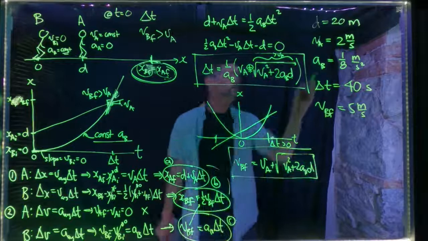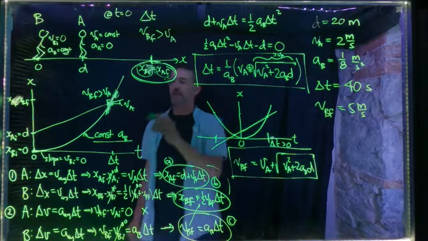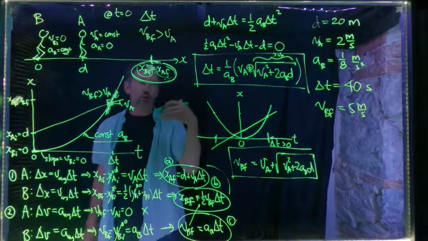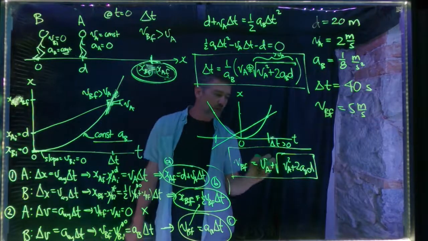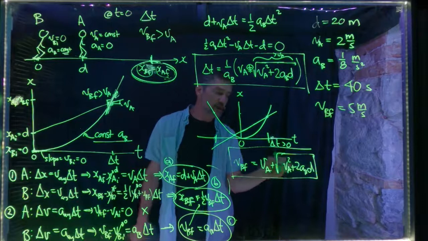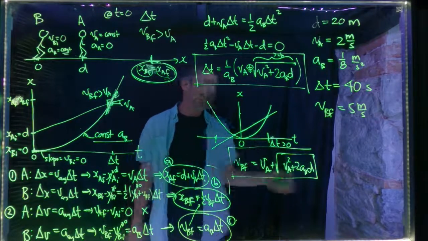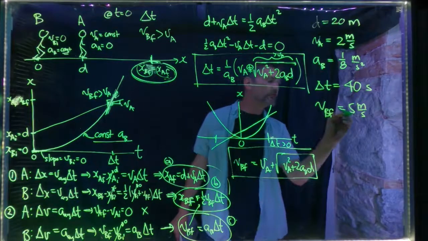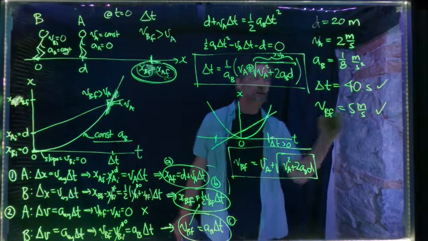Alice is moving at 2 meters per second, and Bob's speed when he catches up is greater than twice that, because remember, this thing is bigger than v Alice, so it's v Alice plus something bigger than v Alice. It should be more than twice, and twice 2 is 4. That's more than 4. So that's right, and that's right.